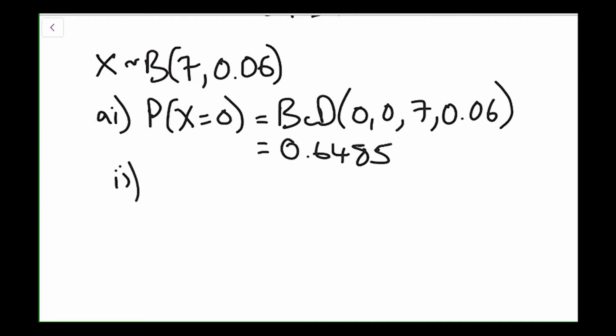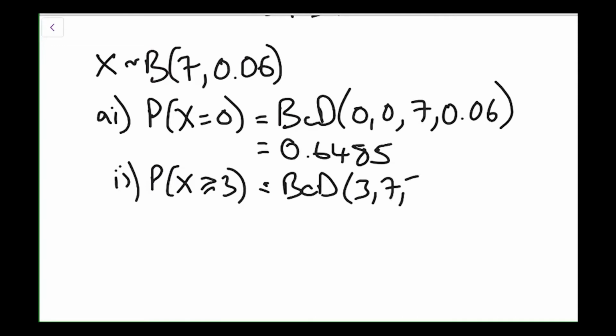Probability that there are 3 or more days with severe fog. So that's probability that x is greater than or equal to 3. BCD, minimum we're interested in is the 3. We're going all the way up to the maximum number of days, which is 7, and then our n and p. Here we get an answer of 0.0063.